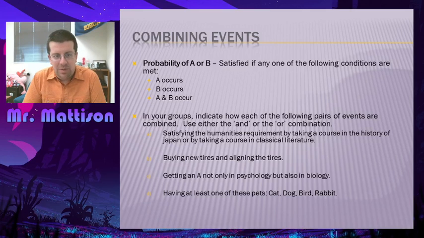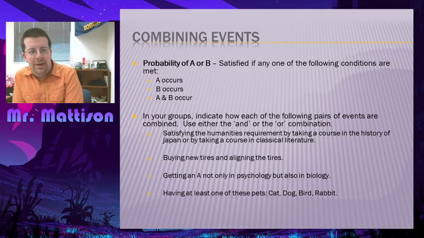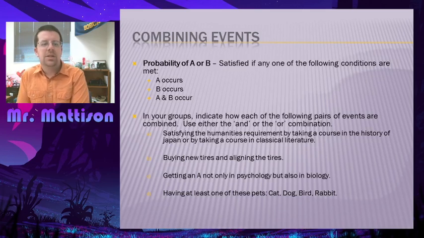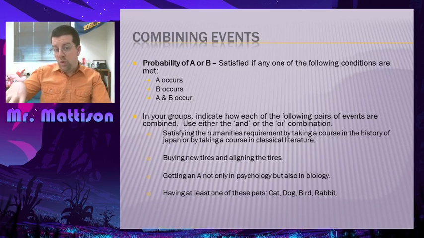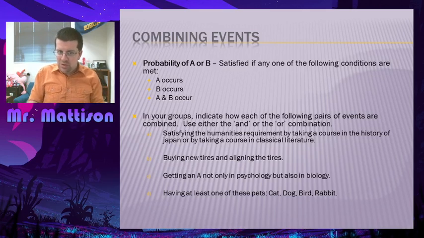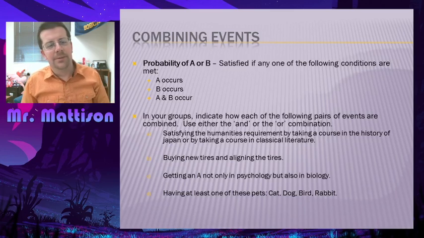Okay, so combining events here, probability of A or B. What or means in this context is either A happens, B happens, or A and B happen together. So that's what or means. It doesn't mean that it's A or it's B and not both of those together. It's A or it's B or it's A and B. That's what or means for us.